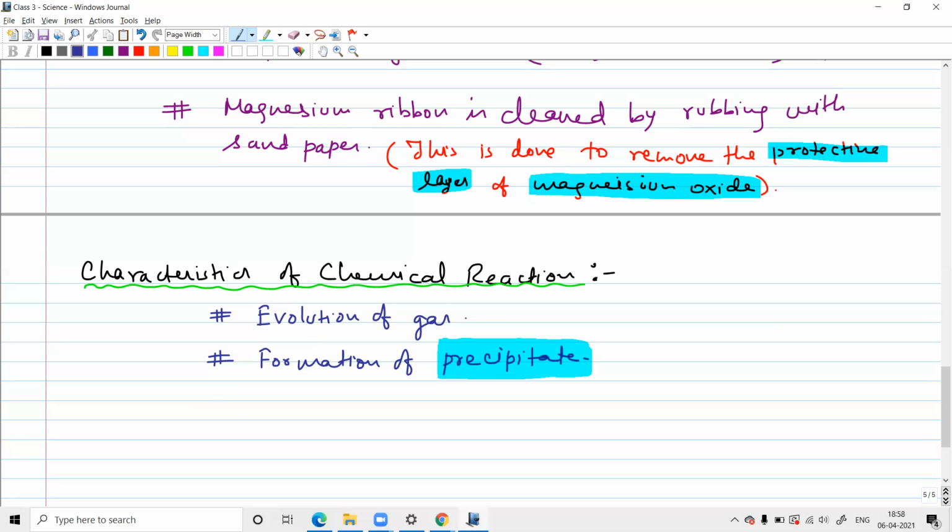We can go through more details of all these things, but just on a high level, understand evolution of gas, formation of precipitate, change in color. Then anything else? Do you people know? Change in temperature or change in state.